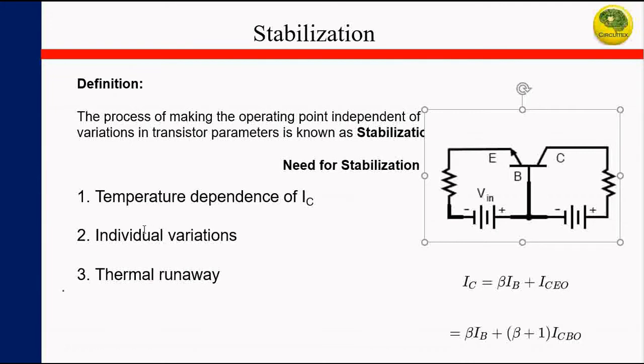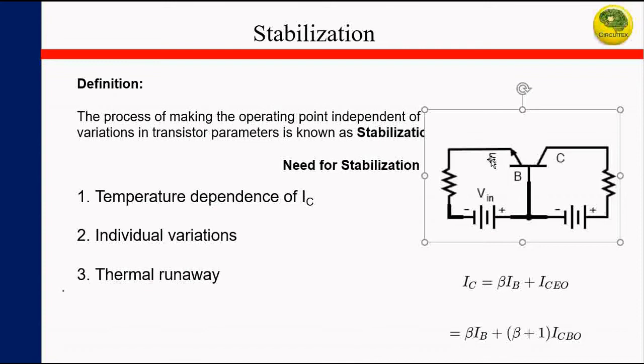Now moving on to the next, which is individual variation. As the value of beta is the constant which decides the relation between the IC and the IB value, and as the value of beta and the value of VBE, the base-emitter voltage, are not the same for every transistor, whenever a transistor is replaced, the operating point tends to change.